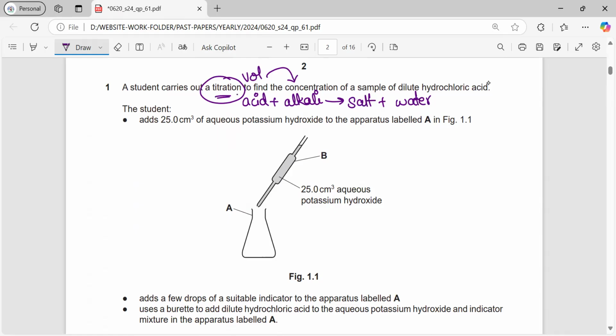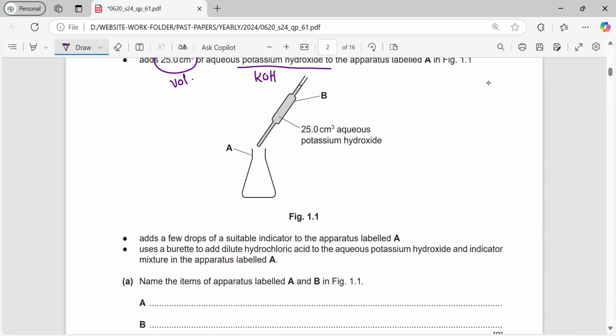this is called titration. So we want to find how much concentration of hydrochloric acid is needed to neutralize potassium hydroxide, which is 25 centimeter cube. So we have taken a known volume of potassium hydroxide in a flask, then add a few drops of suitable indicator to the apparatus labeled A. We'll add the indicator to make sure when the solution has been neutralized. So the indicator tells us when the solution is neutralized by changing the color.